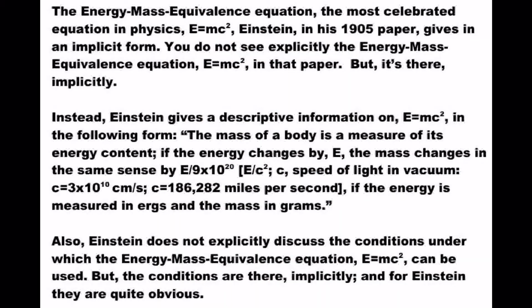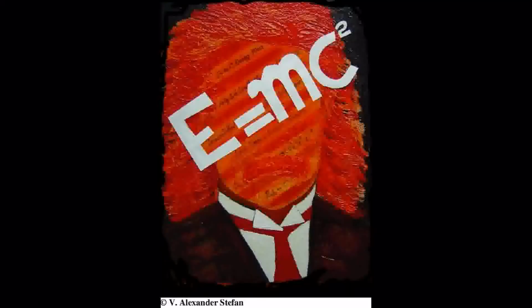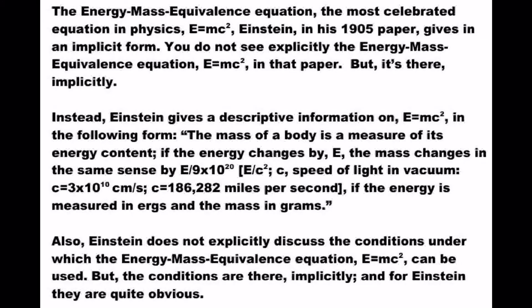The energy-mass-equivalence equation, the most celebrated equation in physics, Einstein, in his 1905 paper, gives in an implicit form. You do not see explicitly the energy-mass-equivalence equation in that paper. But it is there, implicitly. Instead, Einstein gives a descriptive information, in the following form: the mass of a body is a measure of its energy content. If the energy changes by E, the mass changes, in the same sense, by E divided by the velocity of light squared.